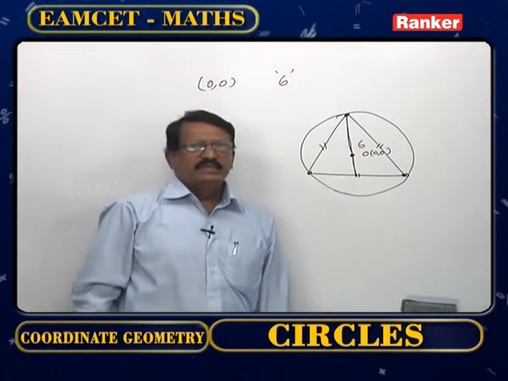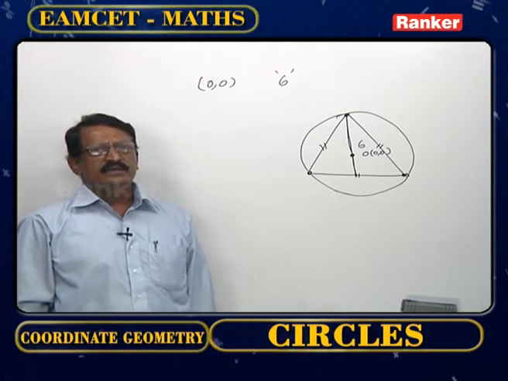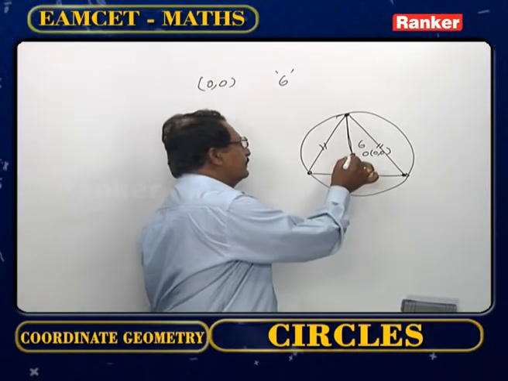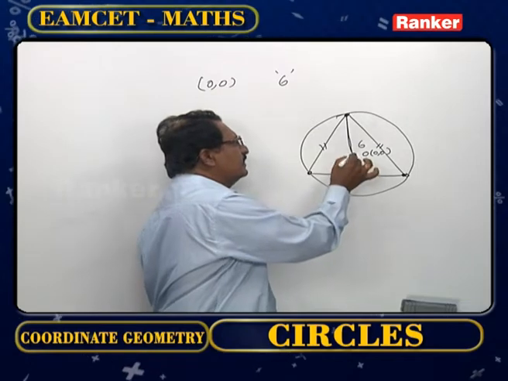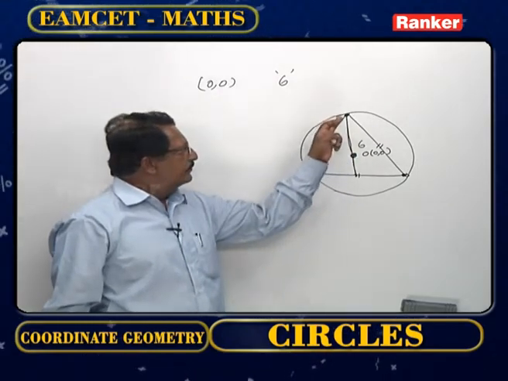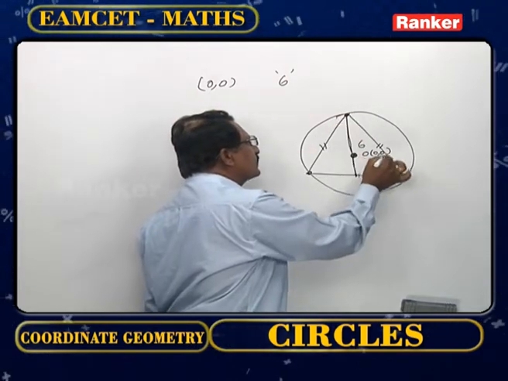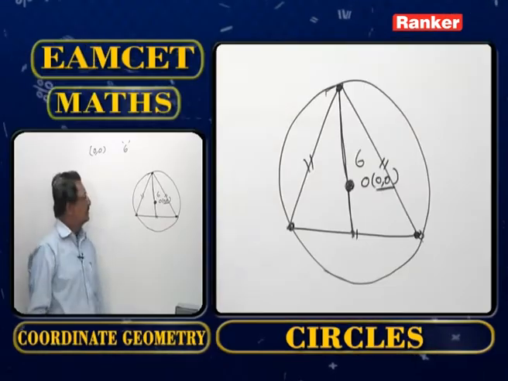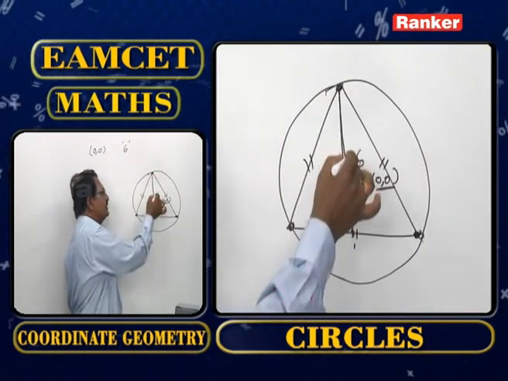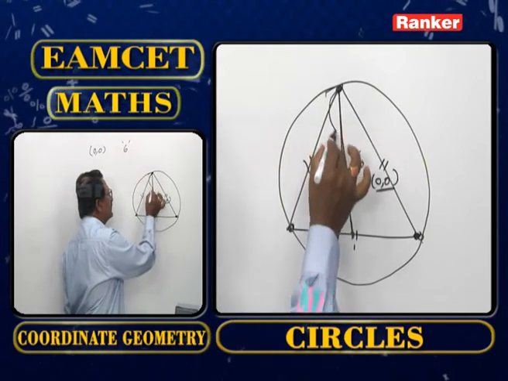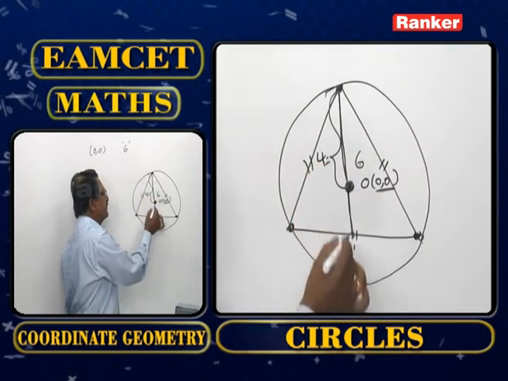The given triangle is an equilateral triangle. For an equilateral triangle, the orthocenter, centroid, circumcenter and incenter are all the same. So the center of the circumcircle of the triangle is 0, 0, the origin. The length of the altitude equals 6, and the centroid divides the median in the ratio 2:1.